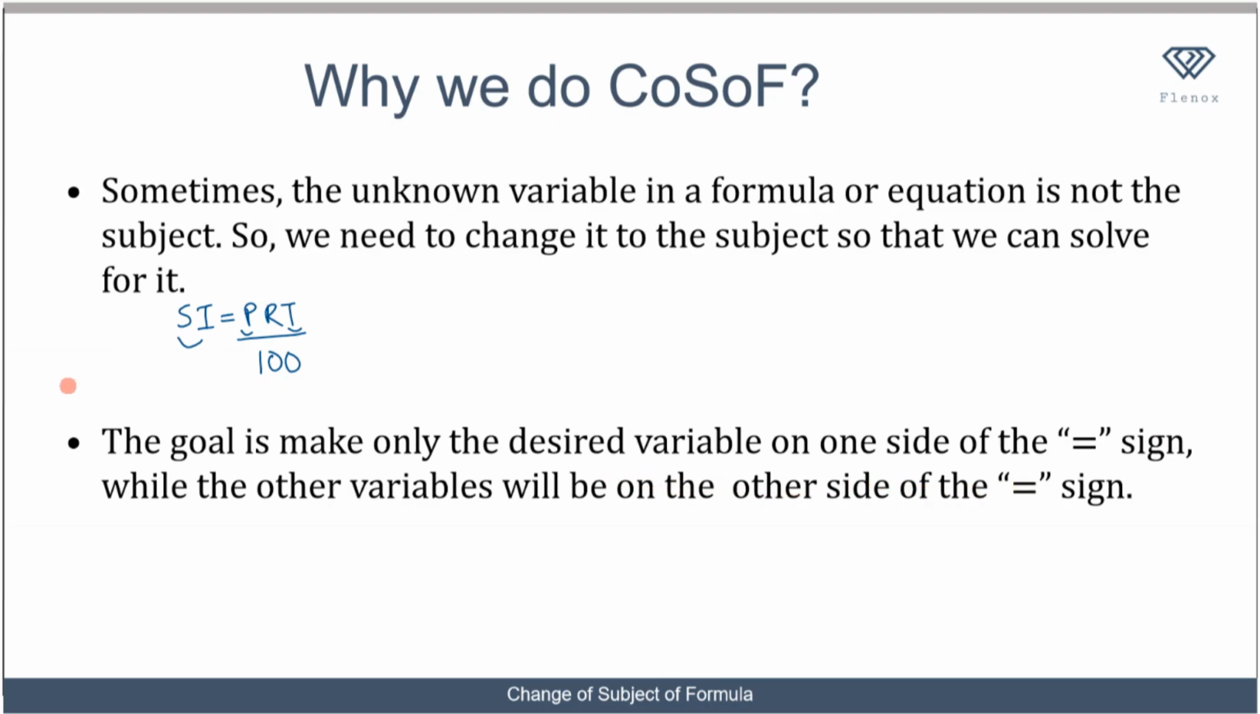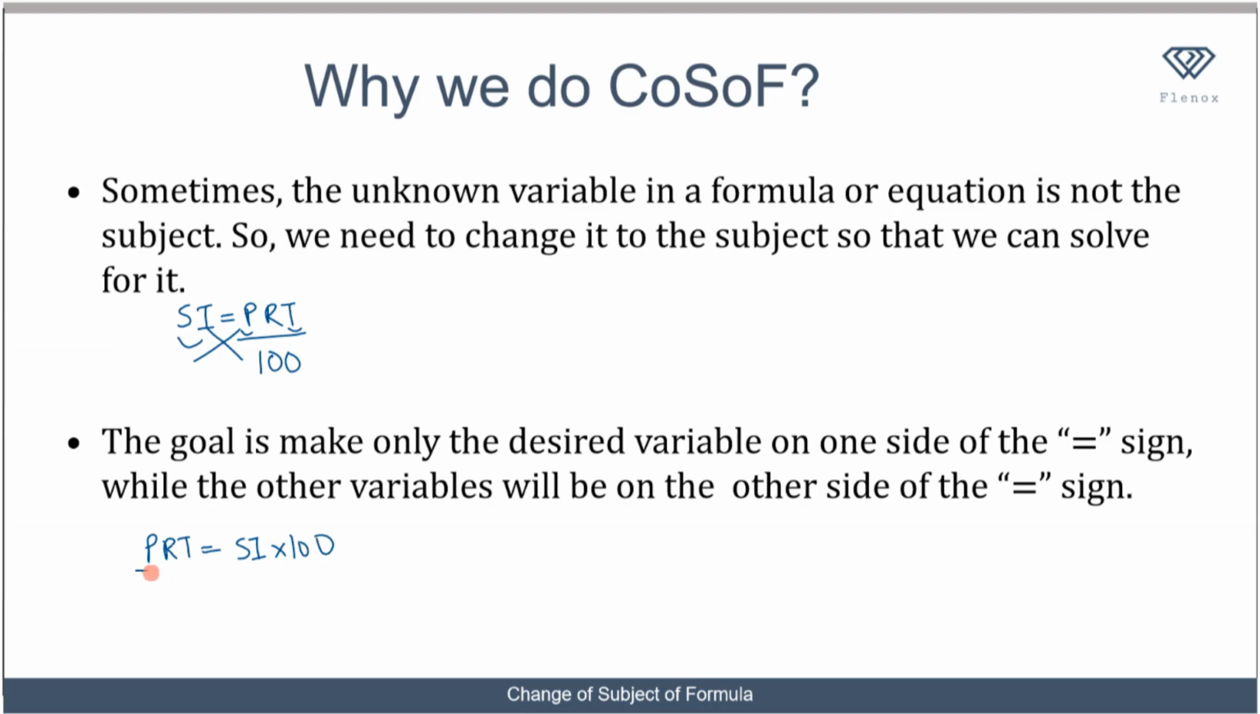So if I want to make r the subject of formula, I need to take this r to one side and the other variables will be at the other side of the equal sign. So in this case, how would I go about this? First I will need to cross multiply. So I will have my principal times rate times time is equal to the simple interest times 100.